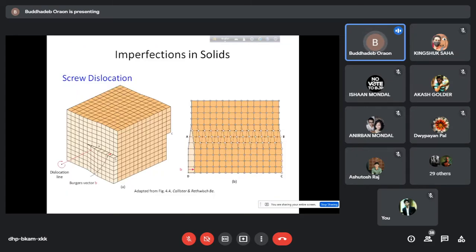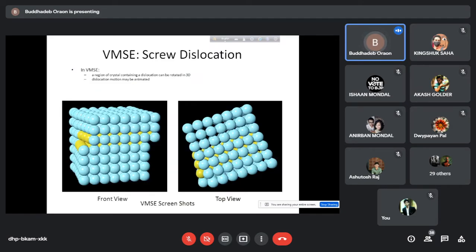We have added another diagram here to show you slightly more clearly. So this is the region where these dislocations are taking place. That means in the three-dimensional diagram, it is between this region that this dislocation is taking place, and this is the top view of the diagram. It has been taken from Callister, so you can see that book and get further explanation. So this is another view, the actual atomic view, front view, then top view of this screw dislocation.